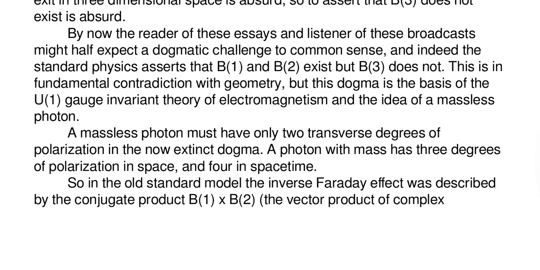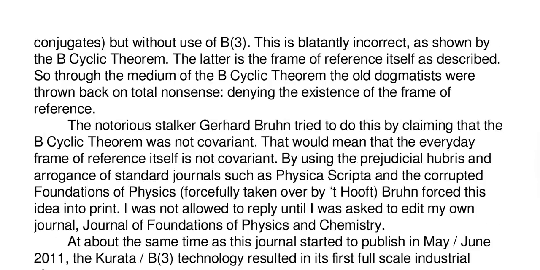So in the old standard model, the inverse Faraday effect was described by the conjugate product B1 vector product B2, the vector product of complex conjugates, but without use of B3. This is blatantly incorrect, as shown by the B-cyclic theorem. The latter is the frame of reference itself. So through the medium of the B-cyclic theorem, the old dogmatists were thrown back on total nonsense, denying the existence of a frame of reference.